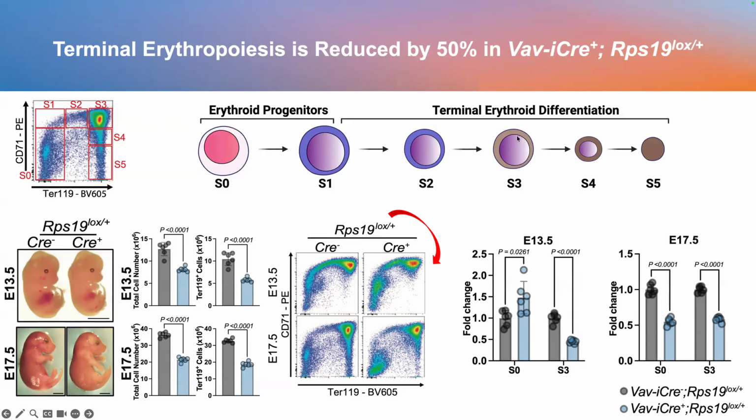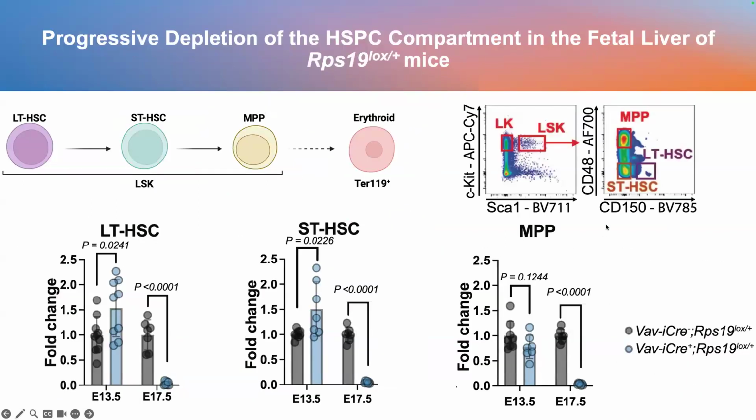Meaning you have a 50% reduction, but then once you pass this block, you make it fine. Kind of what you observe in patients with DBA with a mutation in RPS19. It's less severe than a patient with an RPL5 or RPL11 mutation. The anemia is a little bit less severe. So what happened is that we tried to understand this S0 mutation.